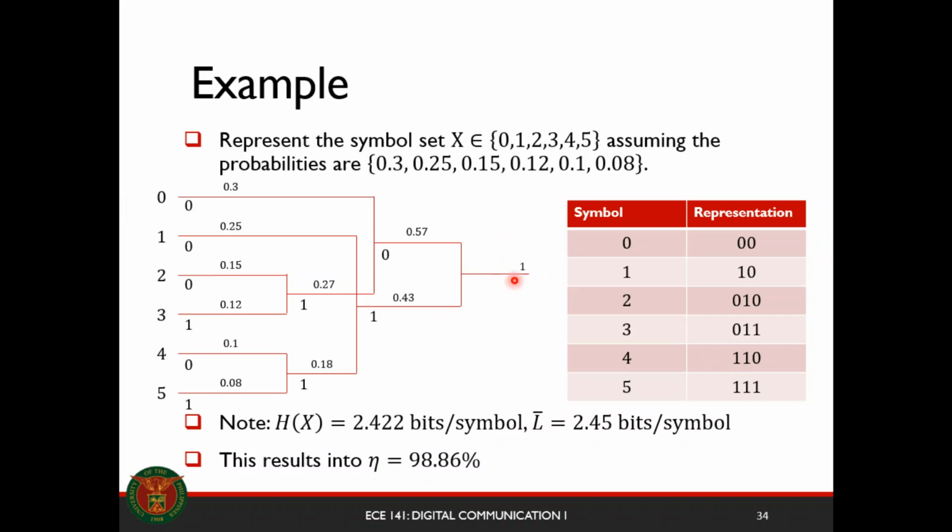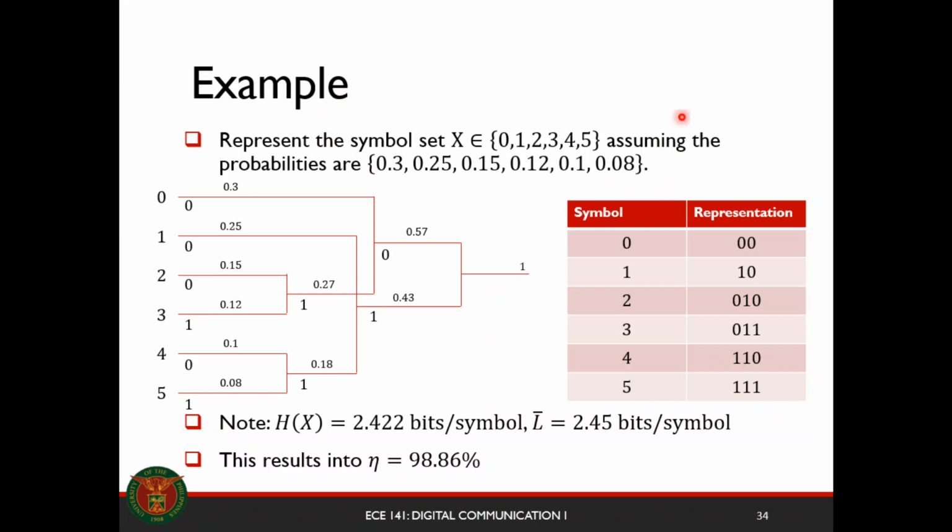So symbol 0 is 0, 0 here. Symbol 1 is 1, 0 here. Symbol 2 right here is 0, 1, 0. Symbol 3 is 0, 1, 1. Symbol 4 is 1, 1, 0. Symbol 5 is 1, 1, 1.